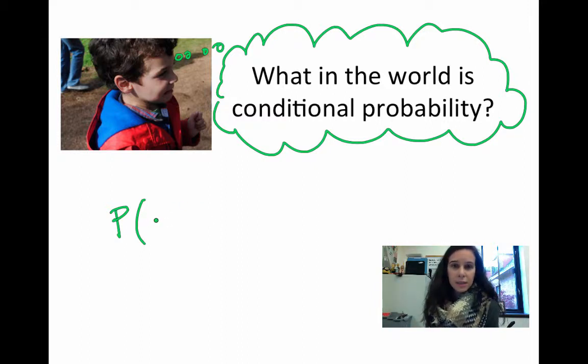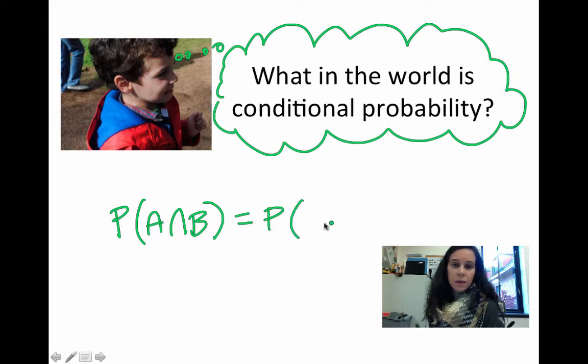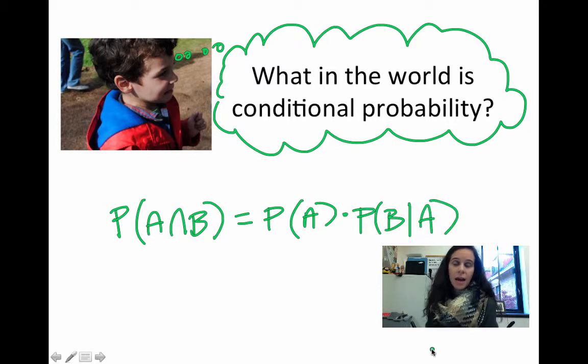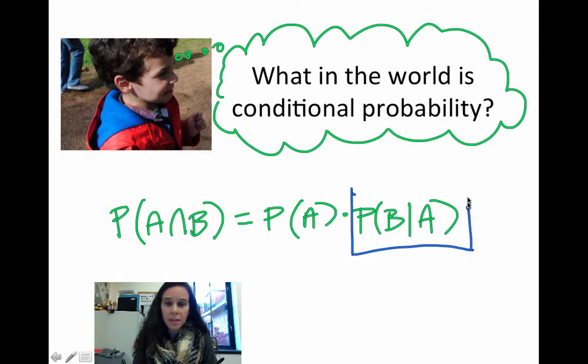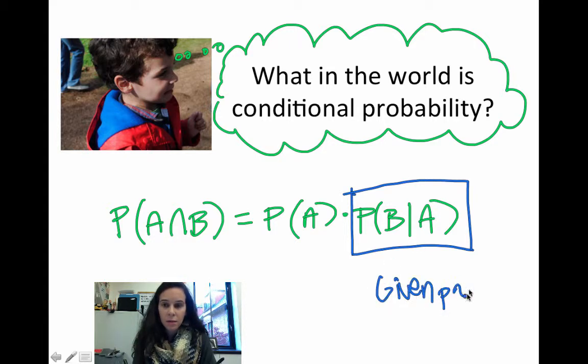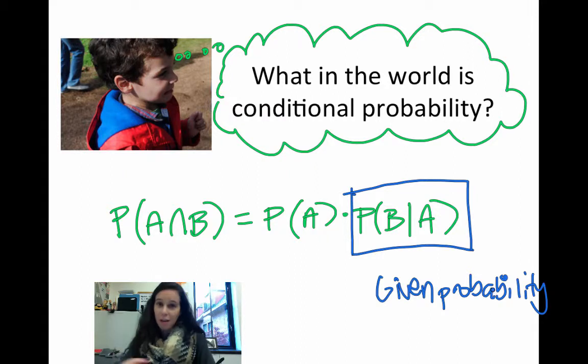So when we're finding the probability of dependent events, we are finding the probability of A and B, which equals the probability of A times the probability of B given that A already happened. And conditional probability is this probability. Conditional probability is the given probability. For example, the probability of getting a red M&M given that I already got a red M&M out of my bowl.